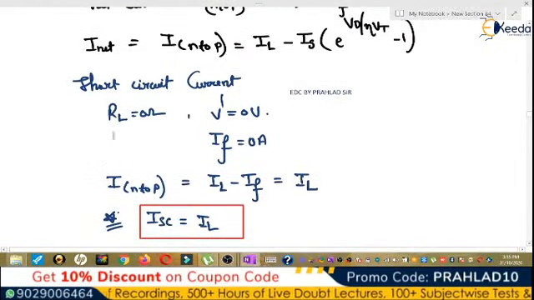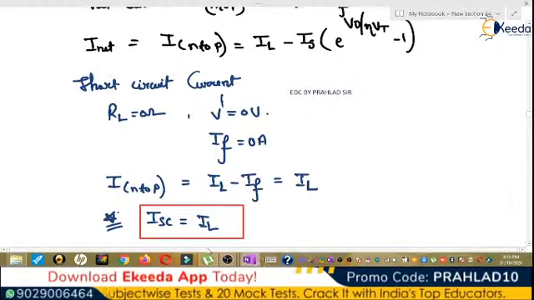Short circuit current: RL is equal to 0 when V dash is also equal to 0. So the forward current is also 0 in this case, because there will be no forward bias when V dash is 0. So the current from N to P is IL minus IF, and it is equal to IL. So the short circuit current is equal to IL.